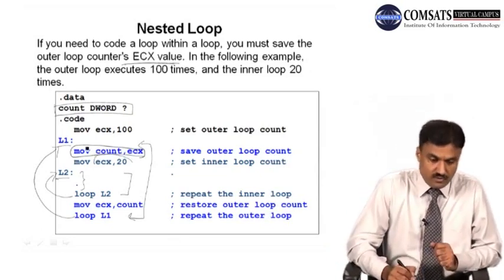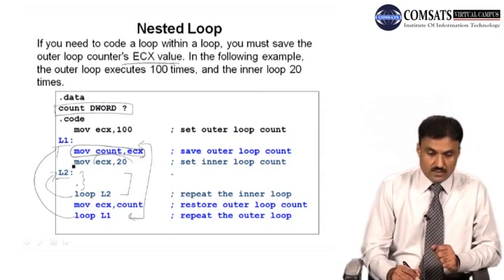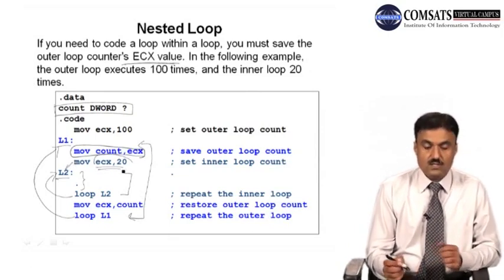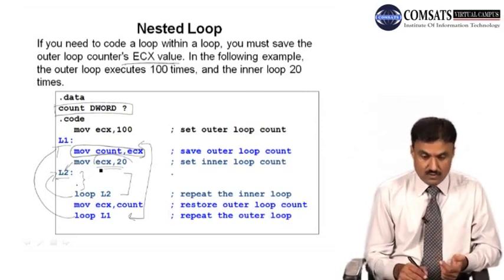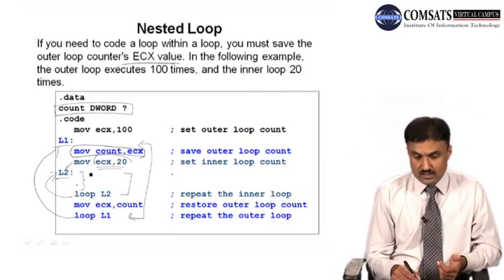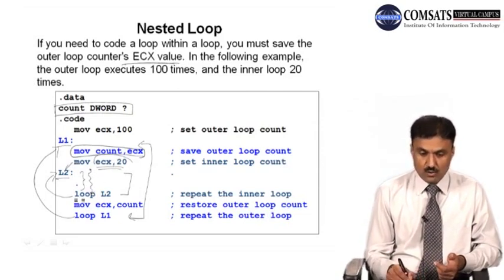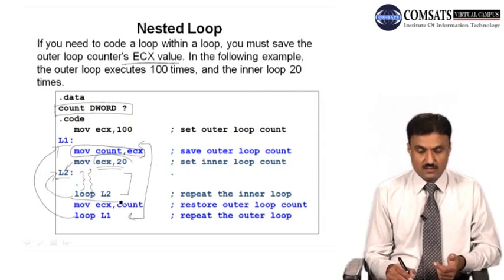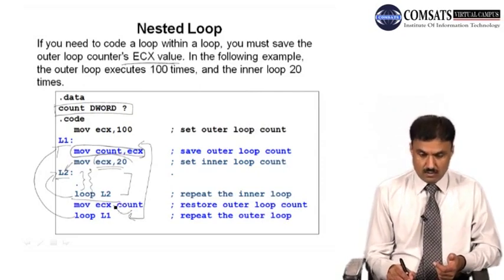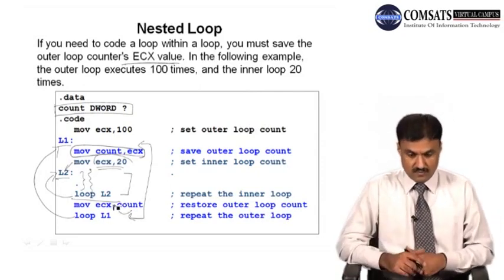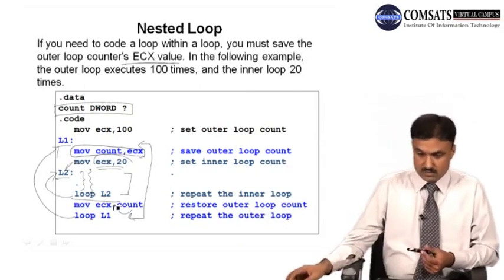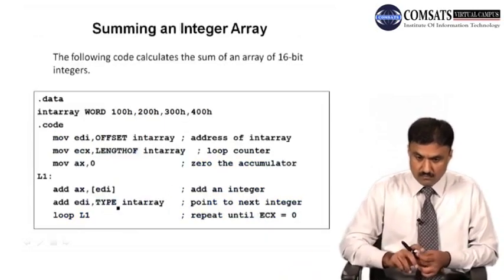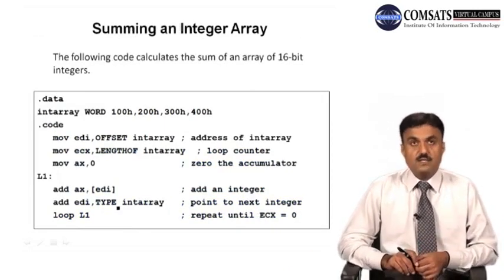Before executing this loop, we again initialize ECX to a new count, and so on. So before initializing a new value, we have to save the previous value, and when the loop completes its execution, we load the value back from the memory where we saved the value of ECX. So this is one example.